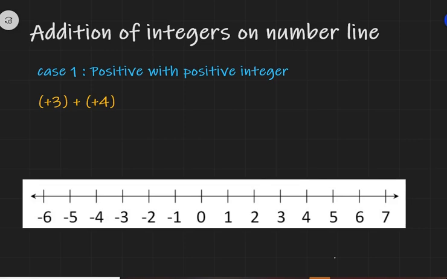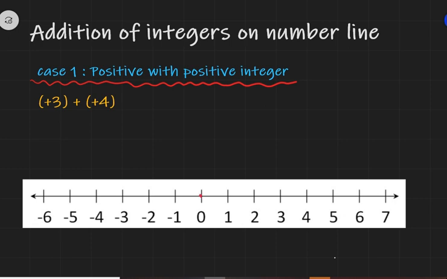Children, in today's video, we learn how to add integers on a number line. Case 1: when we have to add a positive integer with a positive integer. So, let us take the numbers plus 3 and plus 4, and we have to add them.